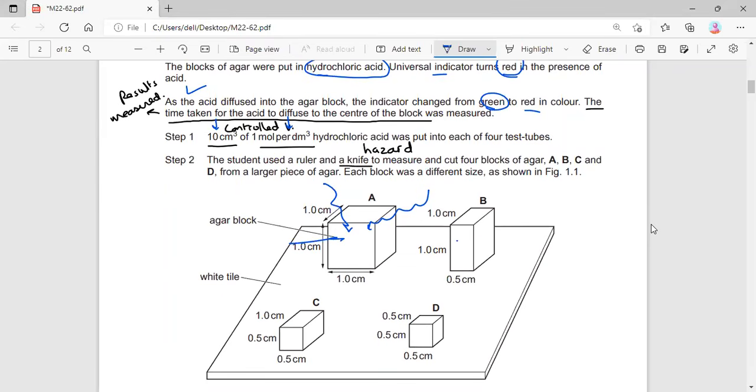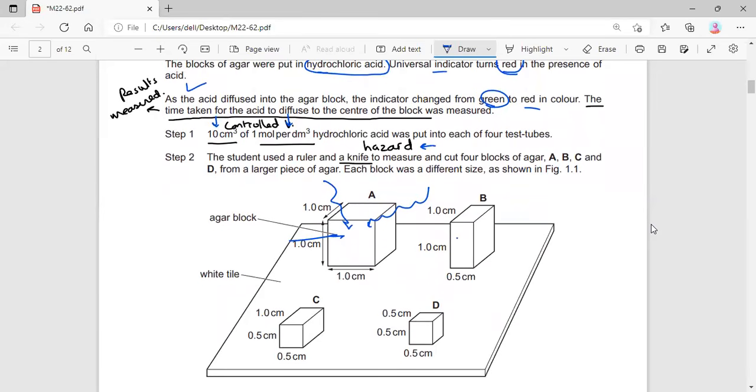What else? The students used a ruler and a knife. There is a knife, then this is a hazard. This is something dangerous. I should take care of it, probably he will ask about it later. He used the knife to cut the 4 blocks of agar, A, B, C, and D, from a larger piece. Each block had a different size like this.